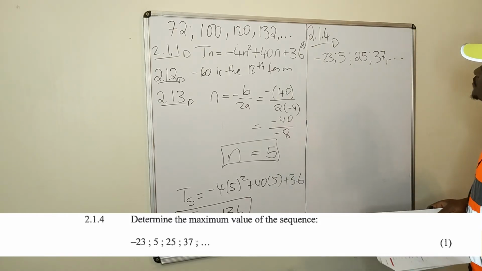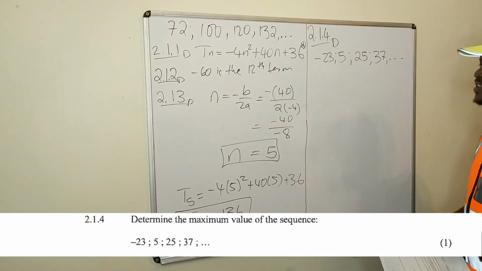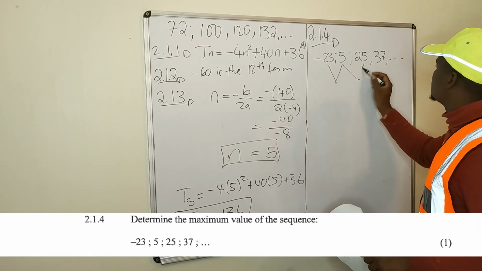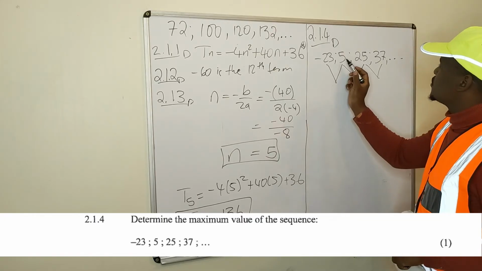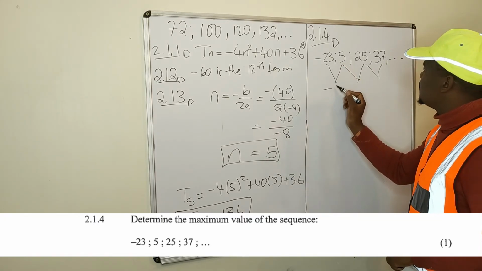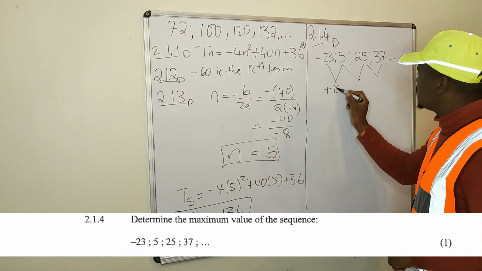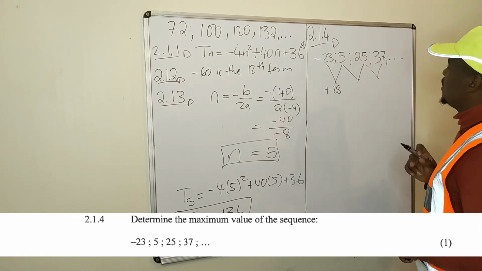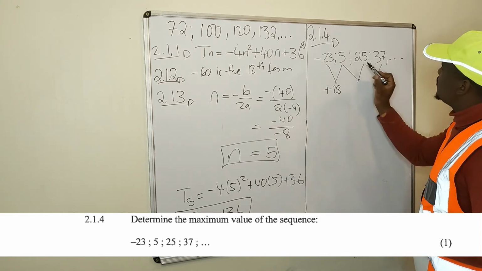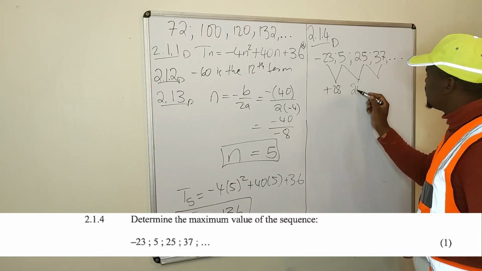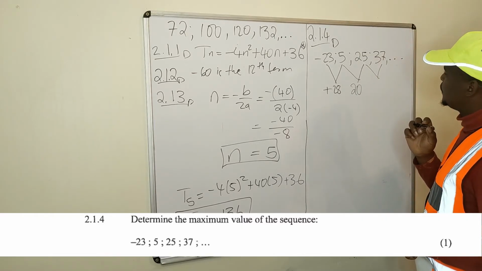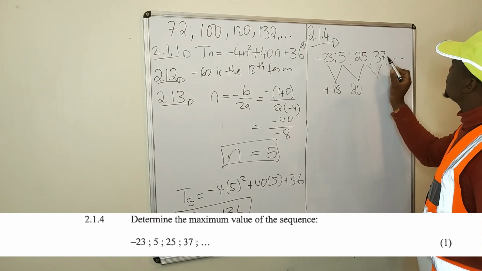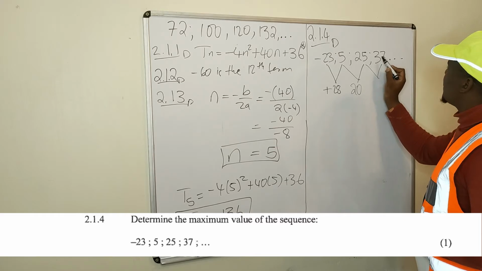So the first step is to identify the sequence. What sequence is this? First find the difference between these terms. This minus this, I think this is minus 28. Oh, so it's plus 28, because it will be 5 minus minus 23, which is 5 plus 23, right? Then what do you have next? You have 25 minus 5. This is 20, right? And then you have 37 minus 25. This is 12.